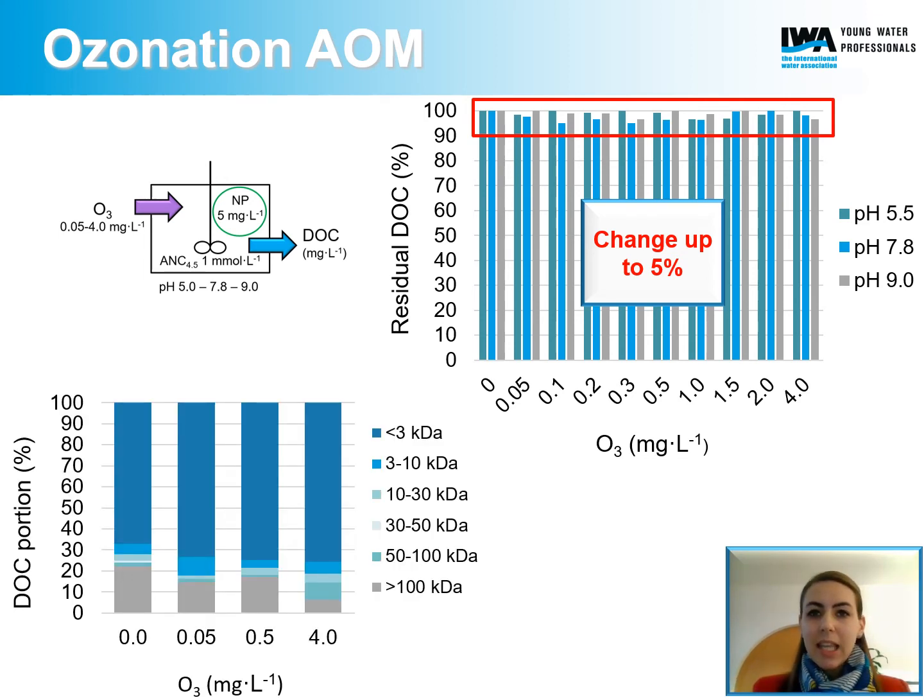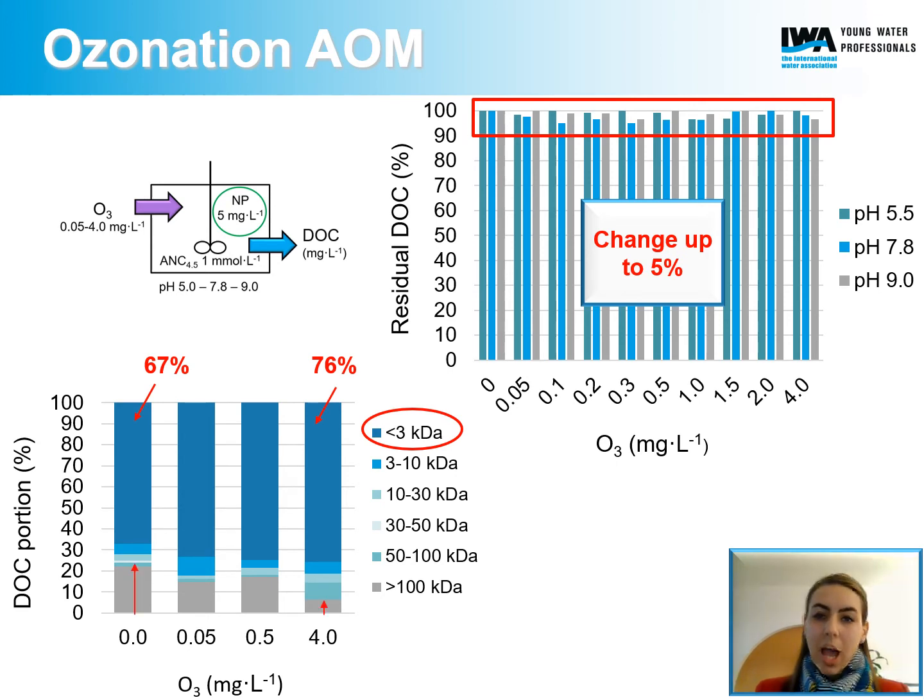You can see that the low molecular weight compounds increased after ozonation, and conversely, the proportion of high molecular weight compounds decreased. Unfortunately, a high portion of low molecular weight compounds can be a problem because coagulation does not like low molecular weight substances. So, let's go and see what happened with coagulation after ozonation.